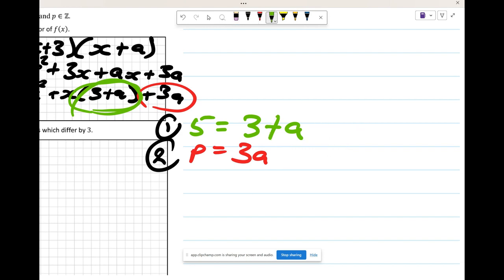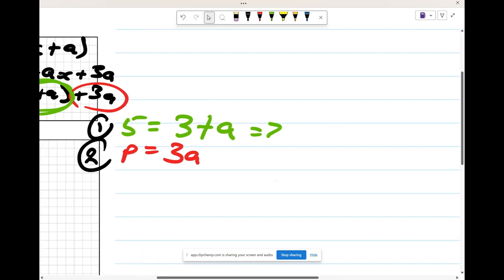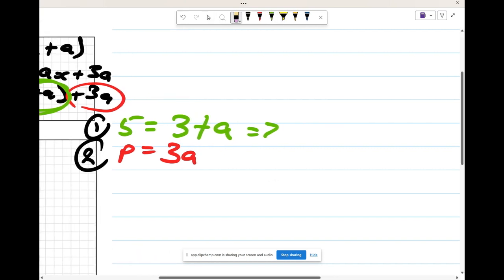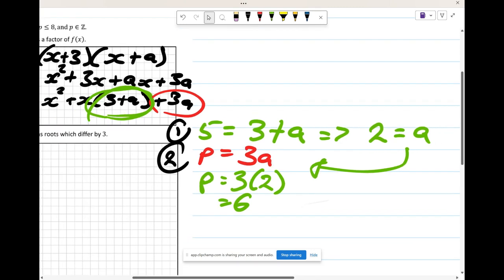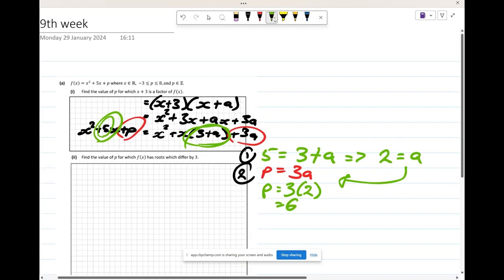So let's do that. So if we take this equation up here and we just bring this 3 to the other side, so we do 2 is equal to a, great, now we can just sub that straight in. So p is equal to 3 times 2, p is equal to 6. Okay, great, so we've done that. We find the value of p for which x plus 3 is a factor. And we know x plus 3 is a factor because it's multiplied by another factor to give us the equation. And that's how we use that bit of info.